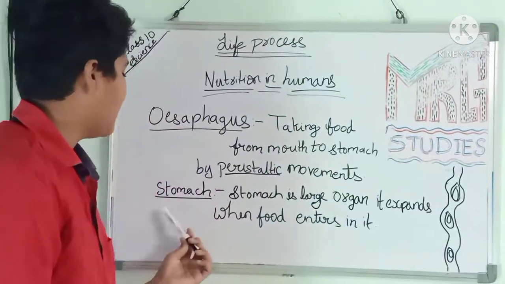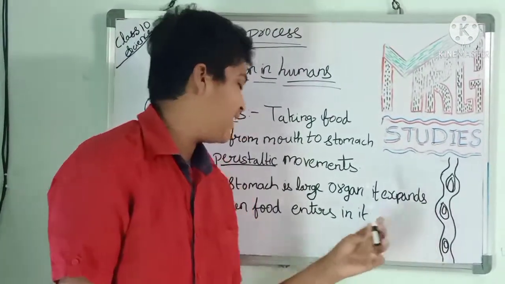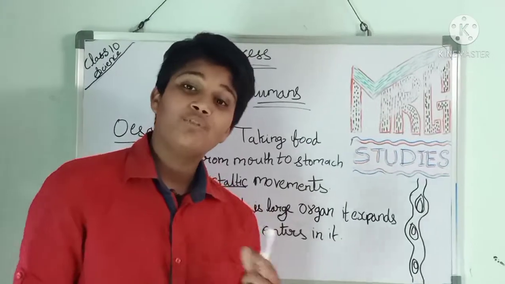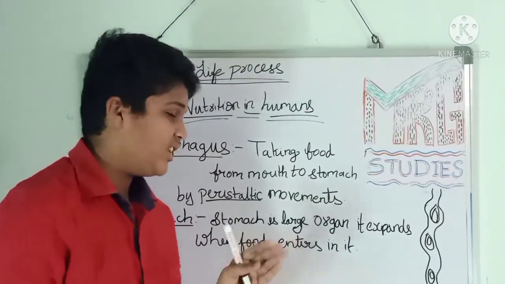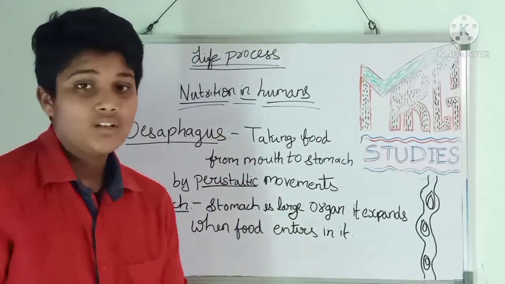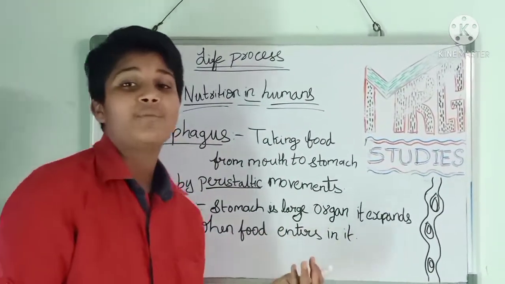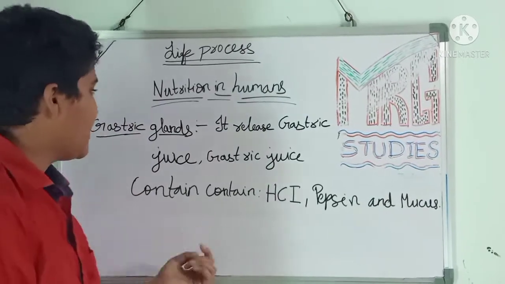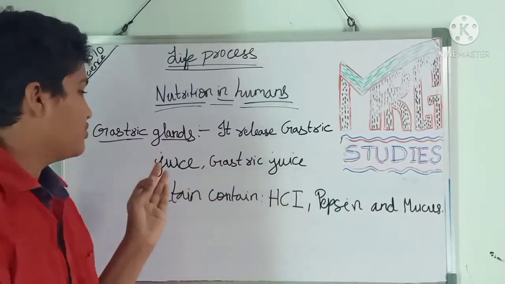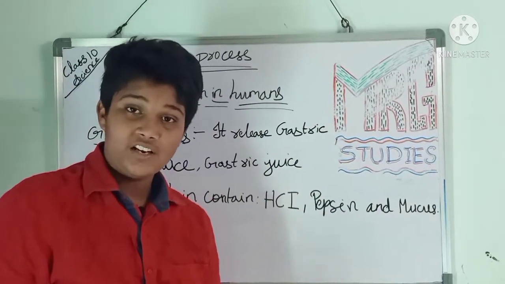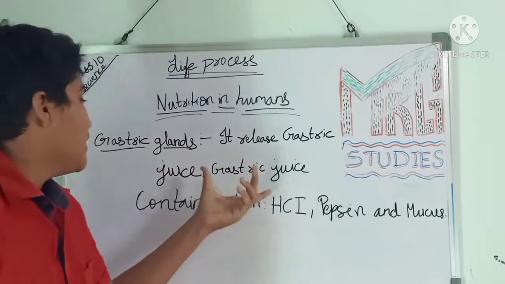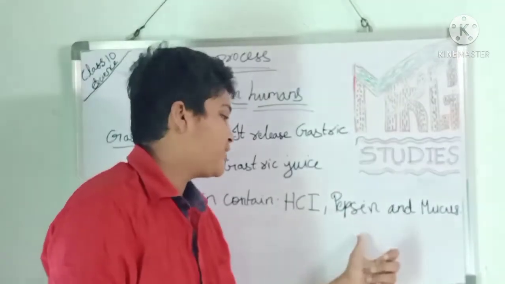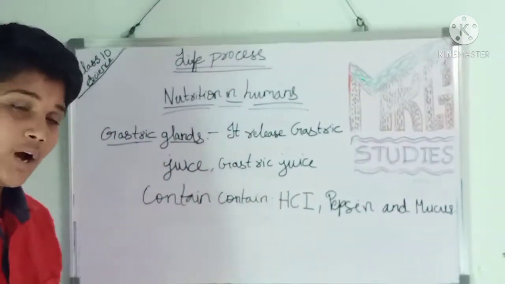Okay friends, now I will tell you about the stomach. The stomach is a large organ. It expands when food enters it. If we eat food, it will go into the stomach, and some food will go into the small intestine and some into the large intestine. So I will tell you what happens to that food in the stomach. Now I will tell you about the gastric glands. The gastric glands release gastric juice. The gastric juice contains HCl, pepsin and mucus. Now I will tell you about the HCl.